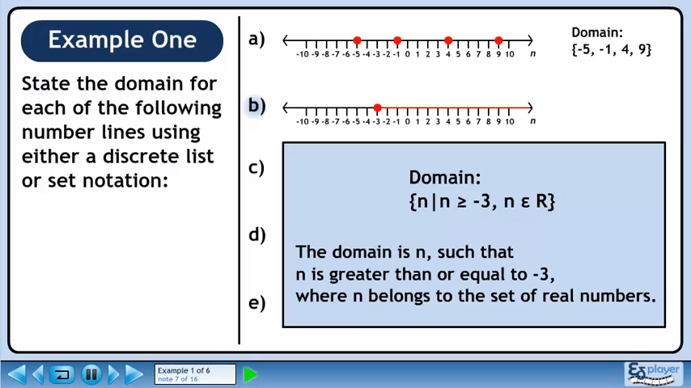After the condition, we have to indicate what number set we're using. Whenever you're dealing with a continuous line, you will be using the set of real numbers. Write a comma, then n epsilon R. N is the variable, epsilon is a Greek letter meaning belongs to the set of, and R is the symbol for real numbers.